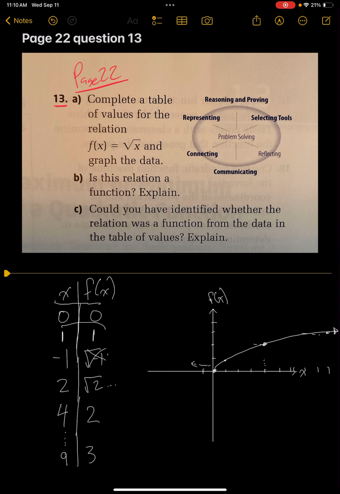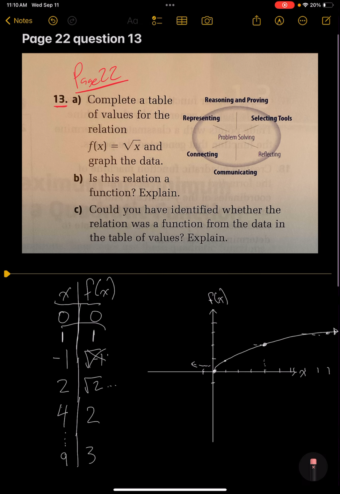Well, what about, can y, or f at x, ever equal negative? No. Well, can it? Actually, let's see. Actually, the truth is, what is the square root of 1? It's positive and negative 1. What's the square root of 4? Well, positive and negative 2. What's the square root of 3? Positive and negative 3.